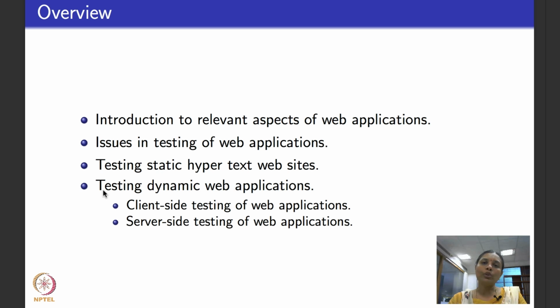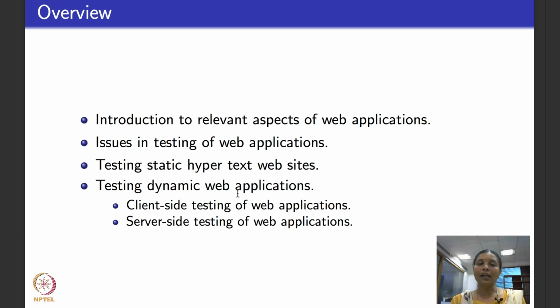And then when it comes to testing, it helps to have the following broad categorization. We'll test what are called static hypertext websites that remain the same, look the same to almost every user who accesses it all the time, basically have nothing more than HTML files. And then when it comes to testing, it's important to separately consider dynamic web applications. In dynamic web applications, the content of the web page is created dynamically by an underlying application or a program.